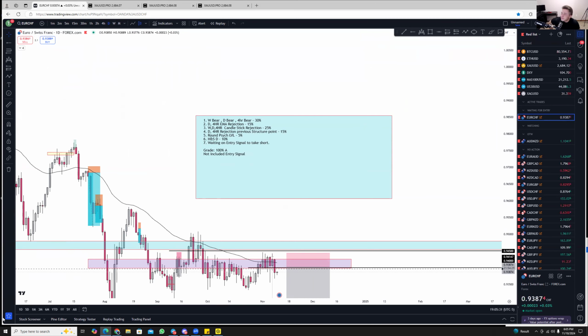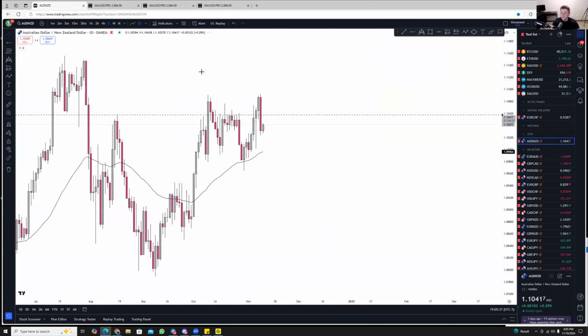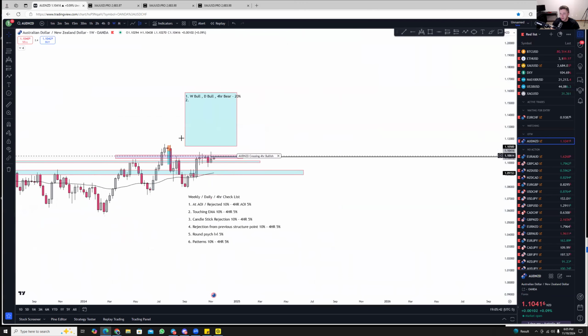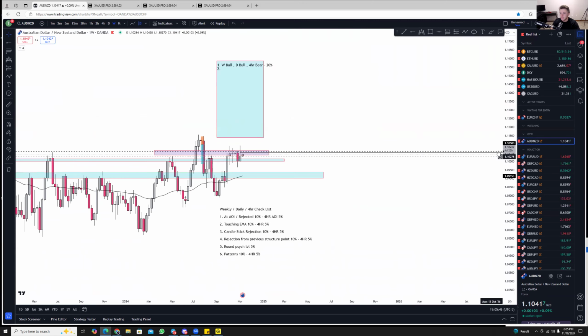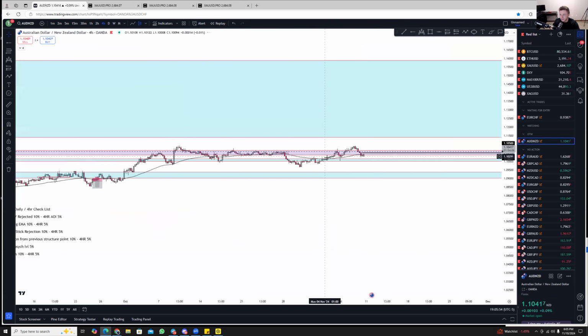So this is Euro CHF. This is our top pair. This is the only pair we've already gone over. Next pair is AUD NZD. And as you can tell, I started this one and didn't get very far, so I wanted to do it all with you guys. Weekly is bullish, daily is bullish, and 4 hour is bearish.